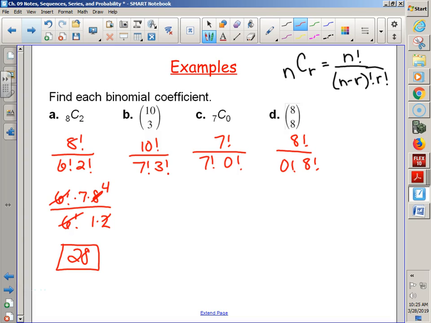This one, how would you rewrite the numerator? Because we want to get rid of that 7 factorial. And then I have 1 times 2 times 3. 3 cancels with 9. Yeah, 3 reduces with 9 to be 3. The 2 can reduce with 8, so it's 4 times 3 times 10. 120, right?